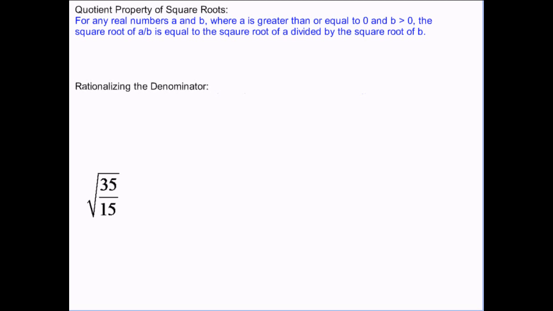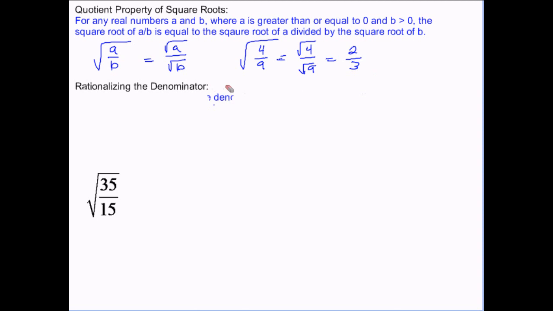So essentially, what that means is if I have a fraction, then that's the square root of a divided by the square root of b. And that works out really well if I have perfect squares. I get the square root of 4 over the square root of 9, which is 2 over 3. Works out nicely.